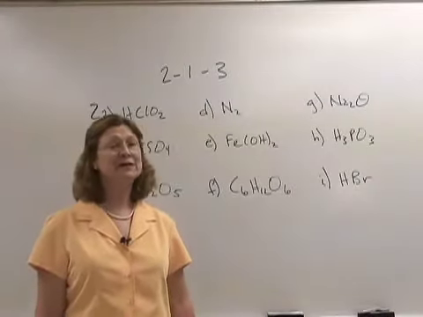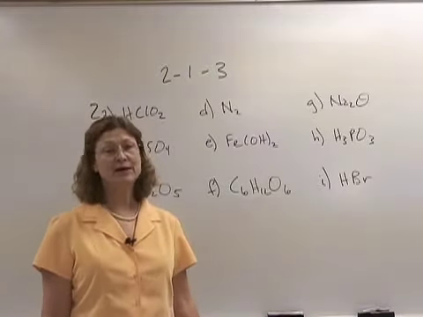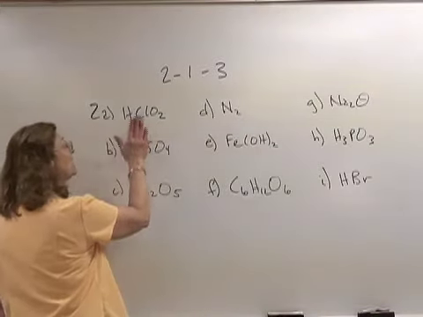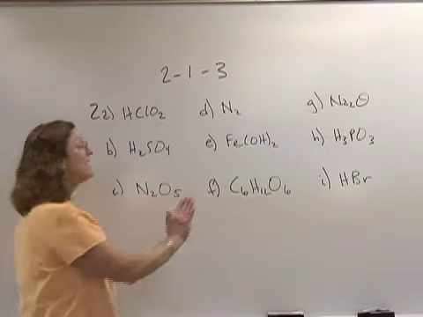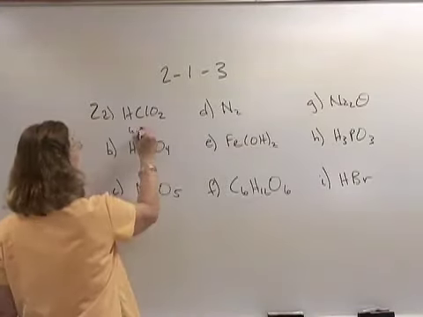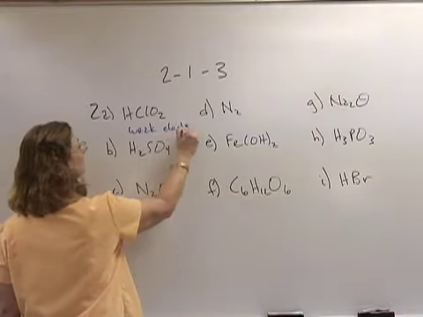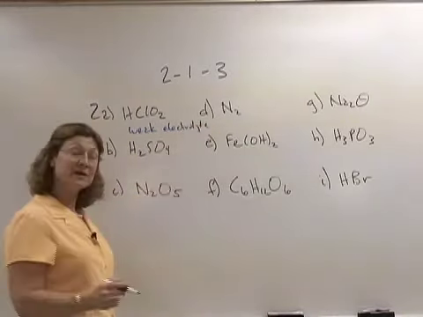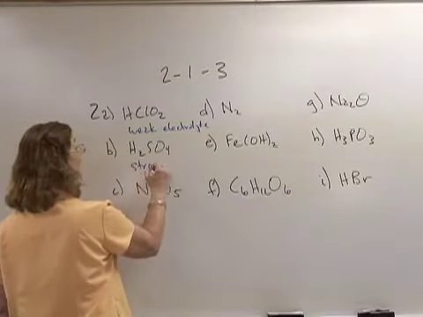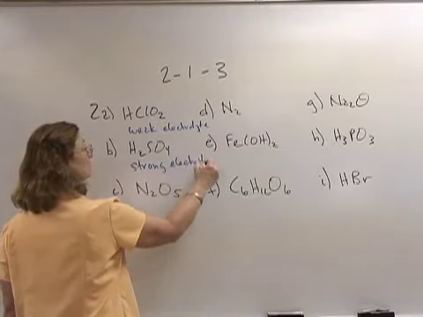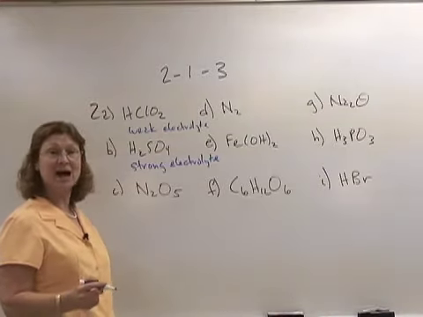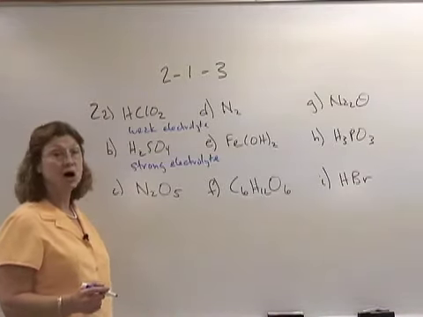In number 2, we are identifying if the compound is weak, strong, or a non-electrolyte. In the case of A, I know that it's an acid. It begins with hydrogen. It is not one of my 7 strong acids, so it is a weak electrolyte. Sulfuric acid is one of my strong acids, and therefore it is a strong electrolyte. N2O5 is an acid anhydride, and anhydrides are non-electrolytes.